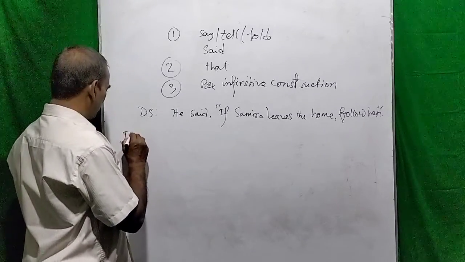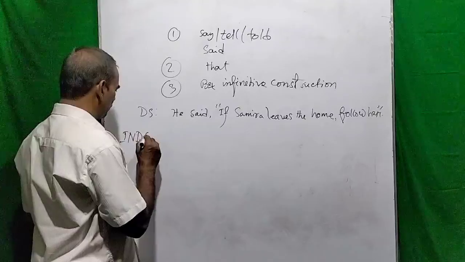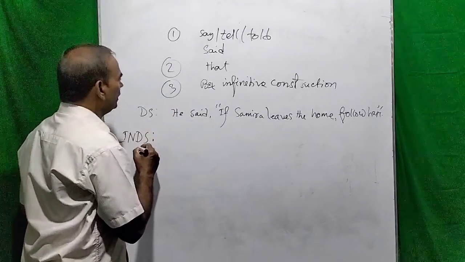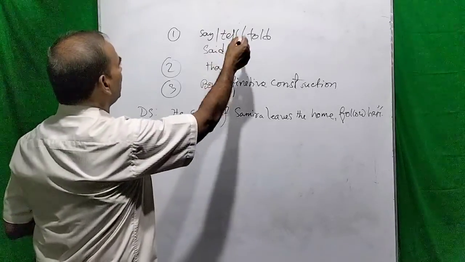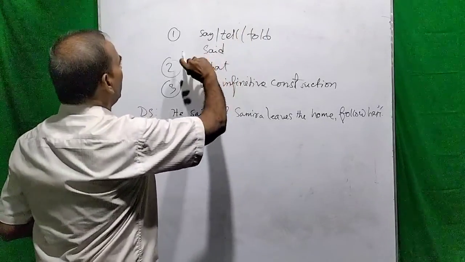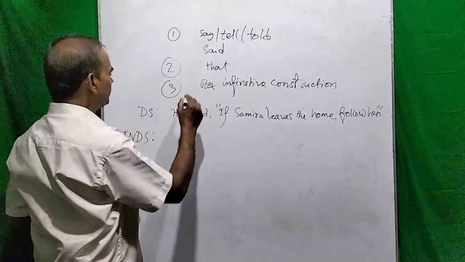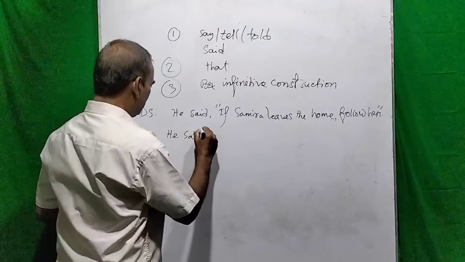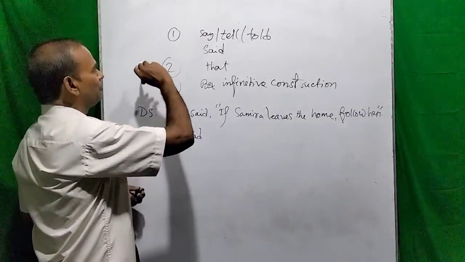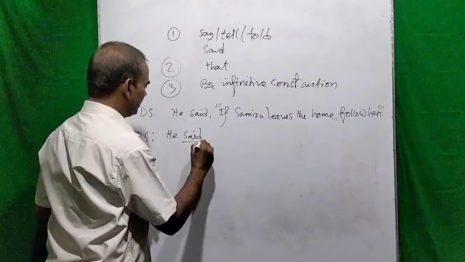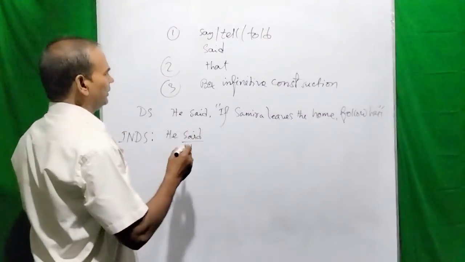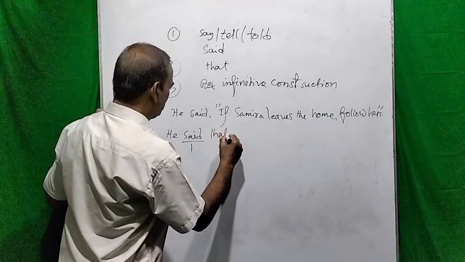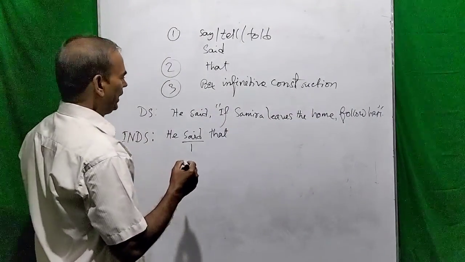Please take a look at above. According to the rules I have set above, the three rules. Number one, I have to use say, tell, told, or said, any one of these verbs. So I am taking he said. So the first condition is fulfilled. Now I am taking the conjunction that.